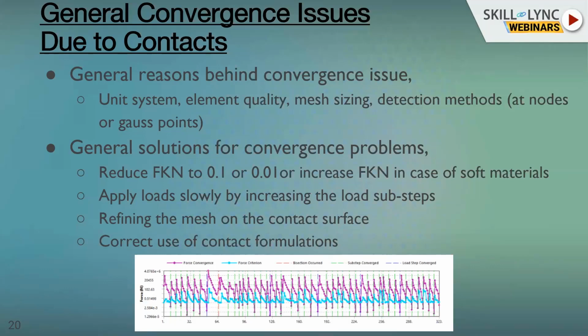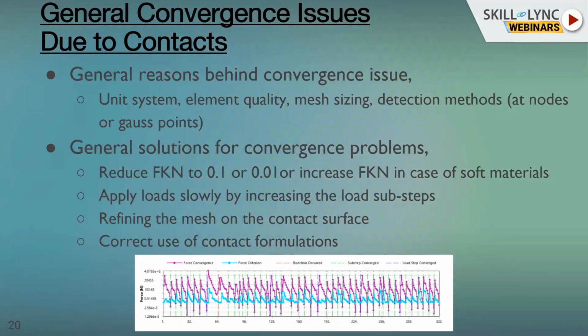that sudden abrupt change that we have seen, that red line was there, the abrupt change that is happening, the contact force that is being generated will be less if you reduce the FKN value, but it will give rise to a penetration. So if you are reducing the FKN value, you need to check the penetration at the end of the analysis.